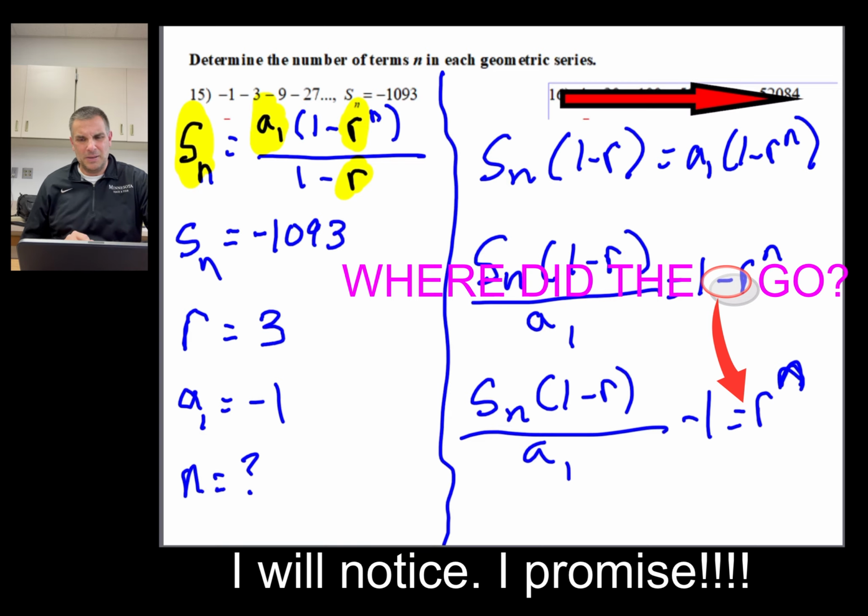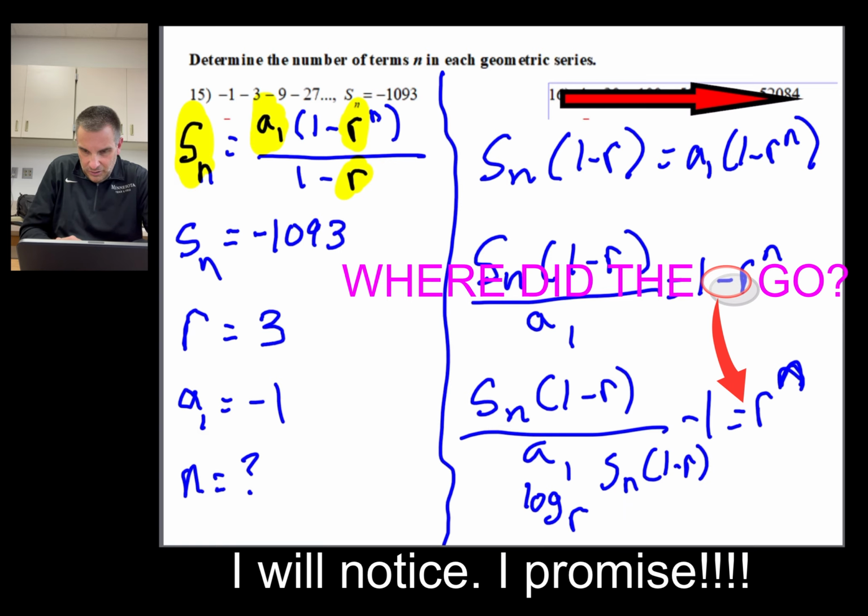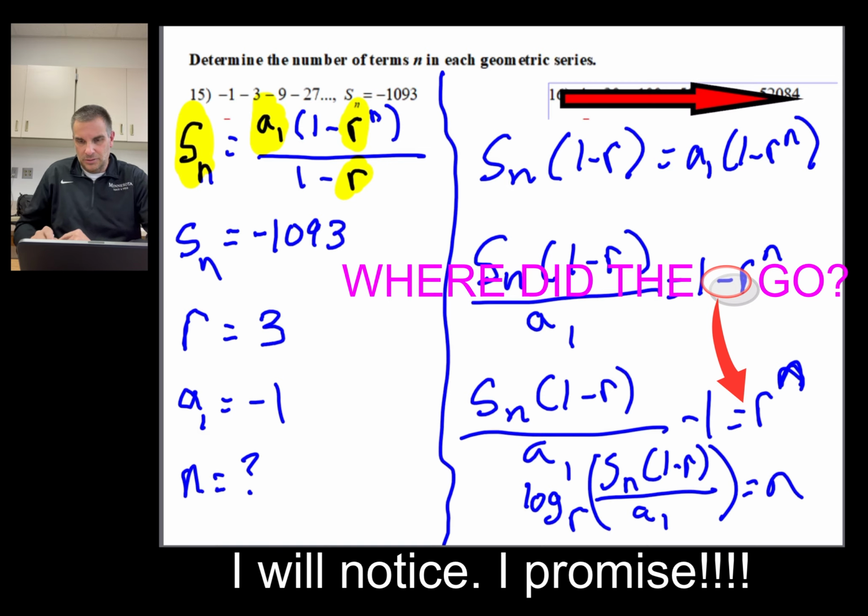Yeah, so you can see, now I've got something to an exponent equals something. So realistically, we're probably not going to do this, but I could write this as a log. I could write this as log base r of S of n times 1 minus r, all divided by a of 1. That has to equal my n. That works.